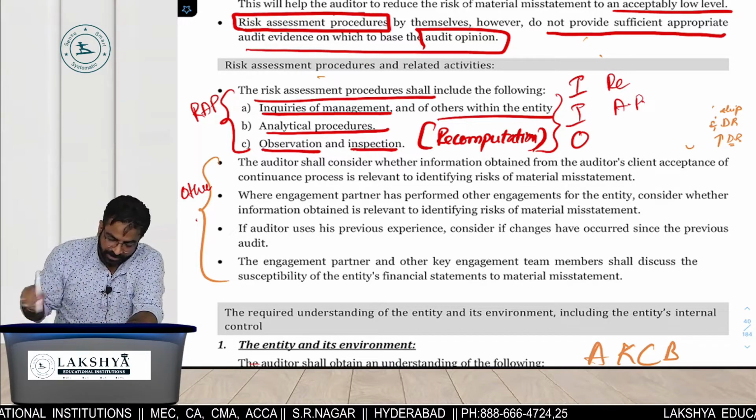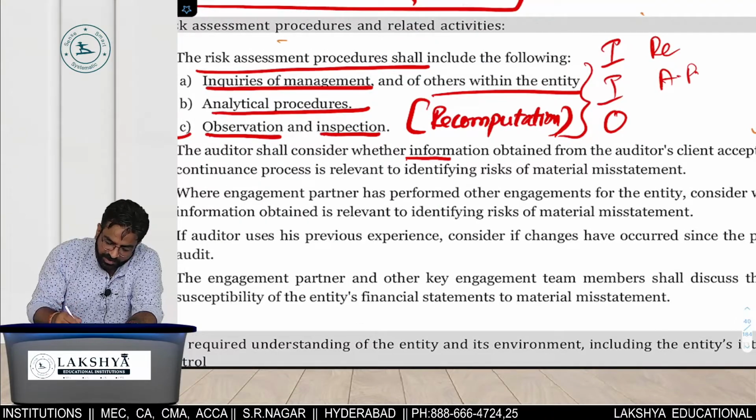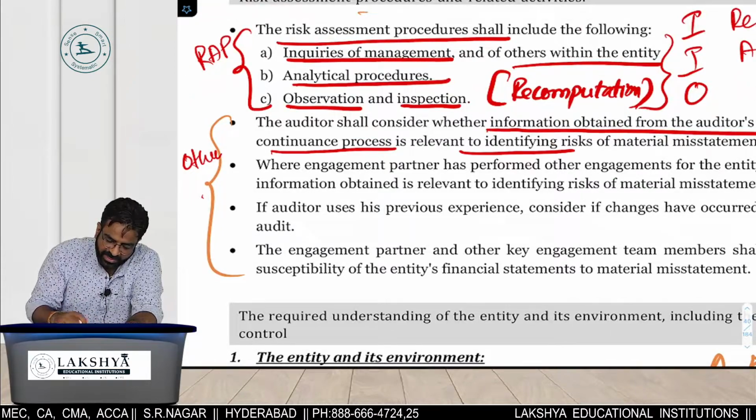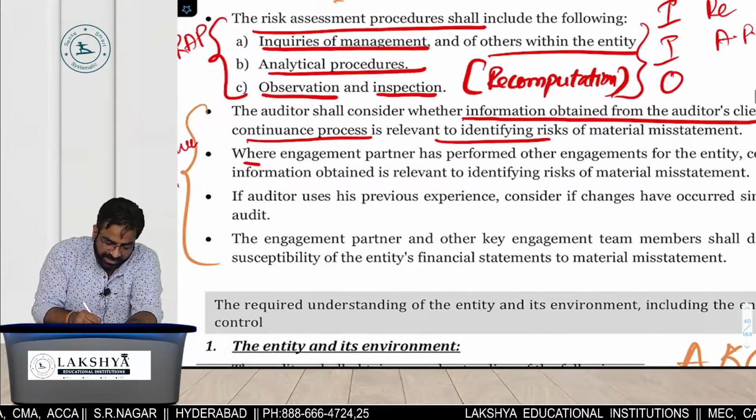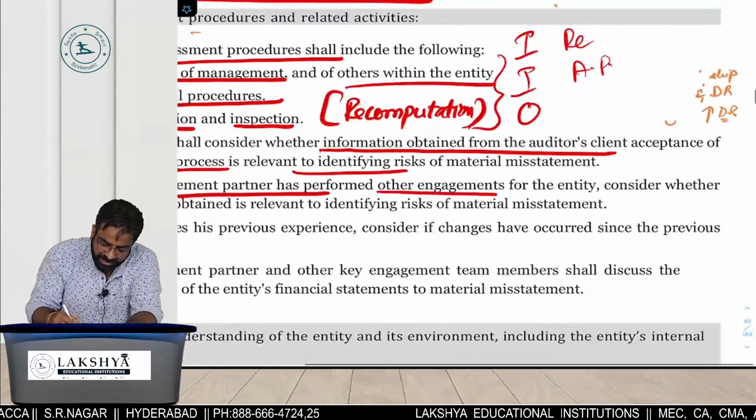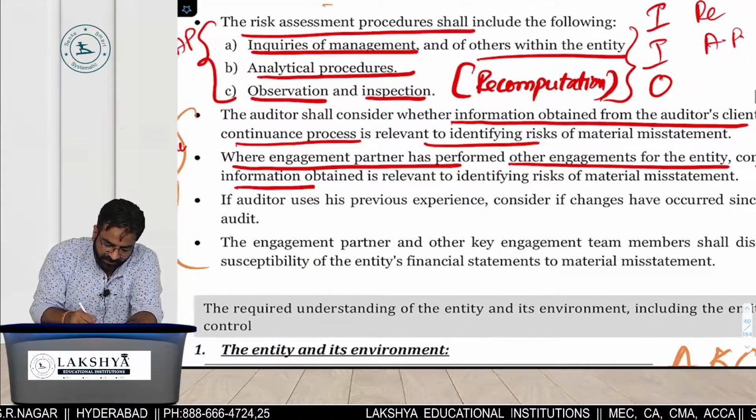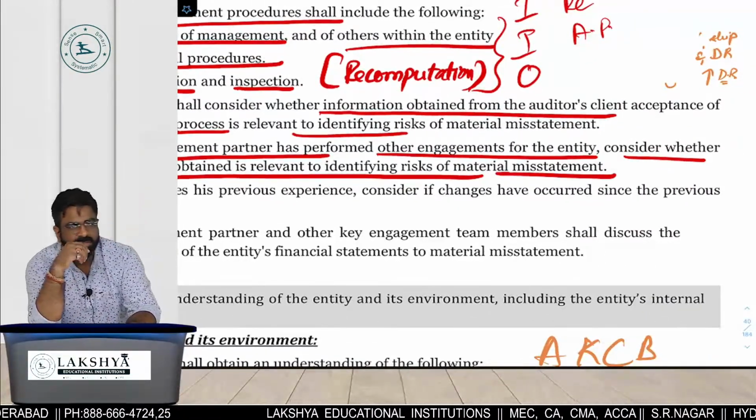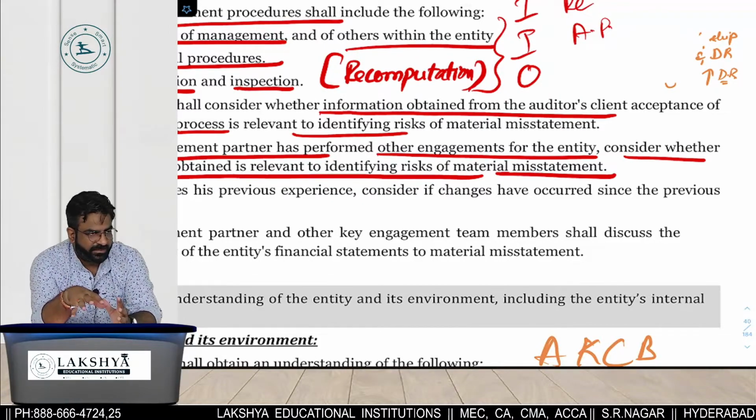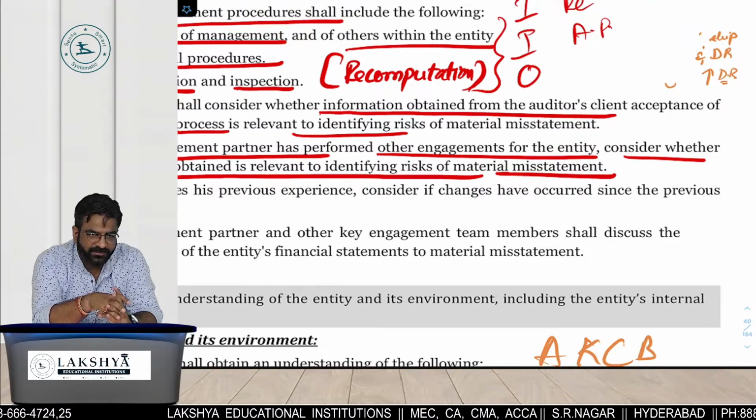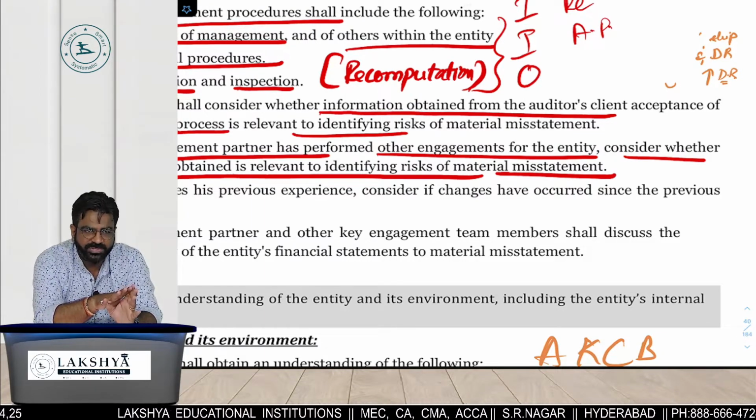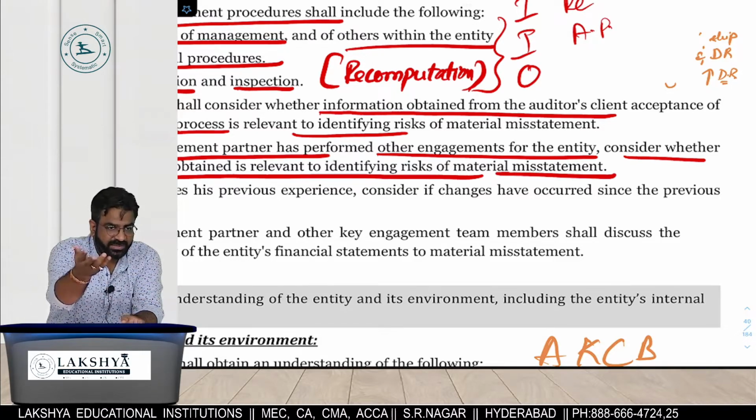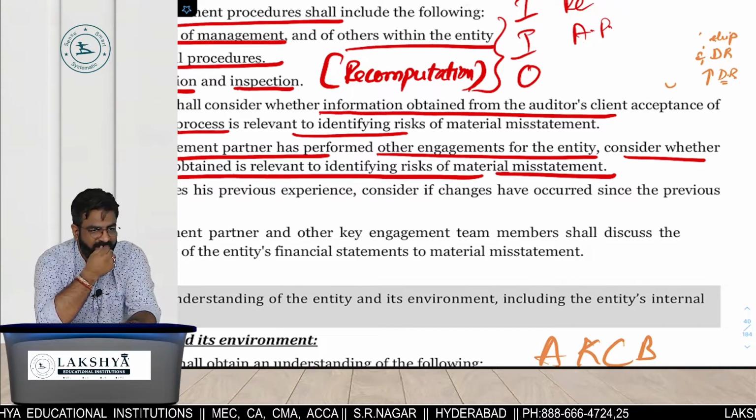Now see, the auditor shall consider whether the information obtained from the auditor's client acceptance or continuance process is relevant to identification of risk of material misstatement or not. Where the engagement partner has performed other engagements for the entity, consider whether the information obtained is relevant to identification of ROMM or not. Now listen carefully. I am doing the audit of my client for the first time. Will it be easy for me to collect the complete information on ROMM of my client? No. But my partner last year of the same client, he was an internal auditor.